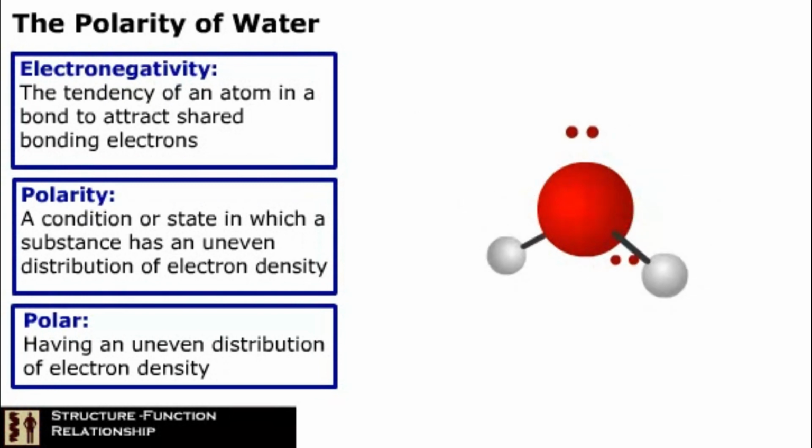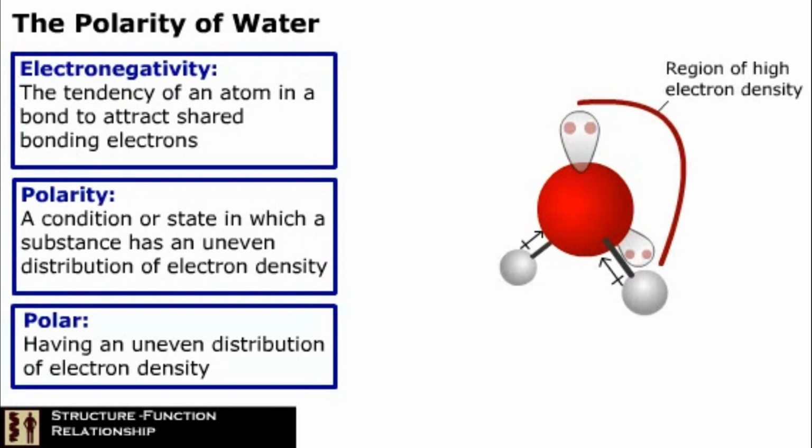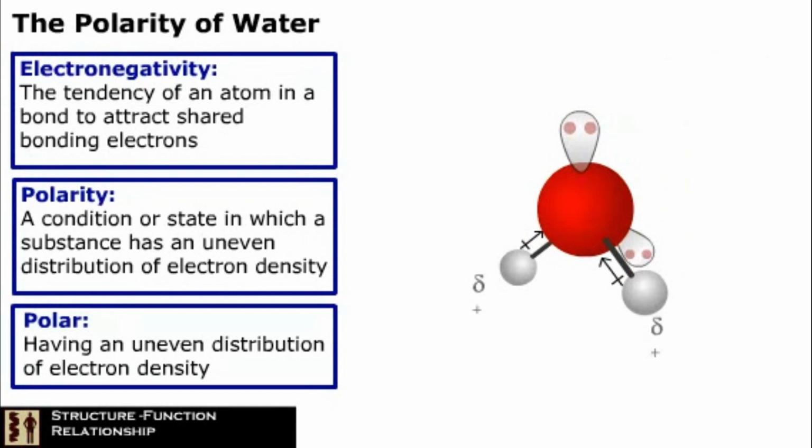But remember, water is not linear, it's bent. We already know that the electrons in the 2 bonds are shifted toward the oxygen atom. More importantly, the 2 unshared electron pairs on oxygen mean that one region of the molecule has more electron density than the rest of the molecule. By definition, the water molecule is polar since there's an uneven distribution of electron density. We sometimes indicate the electron distribution by putting a partial positive charge, designated delta plus, on the hydrogen atoms and a partial negative charge, designated delta minus, on the oxygen.